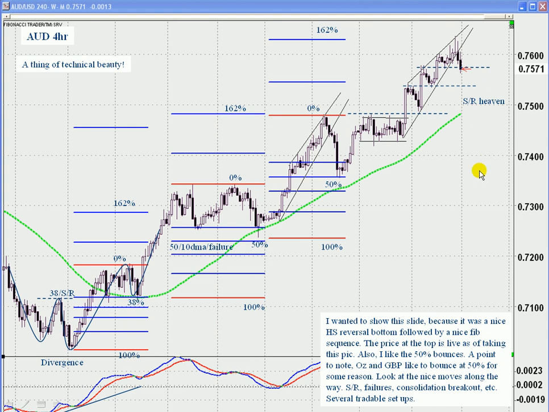Amazing stuff, folks. This is amazing. If you are dialed into this stuff, you will make so much money that you won't know what to do with it. You'll be taking such large position sizes, you won't know how to handle it. This is incredible.